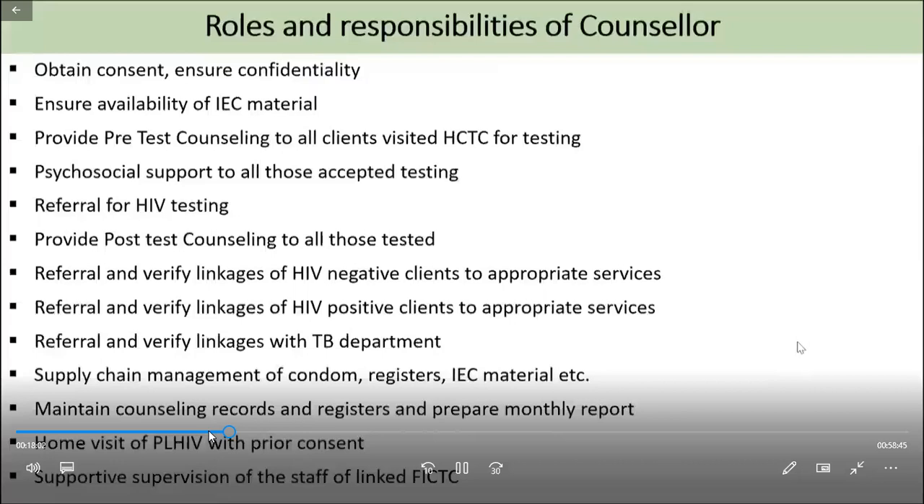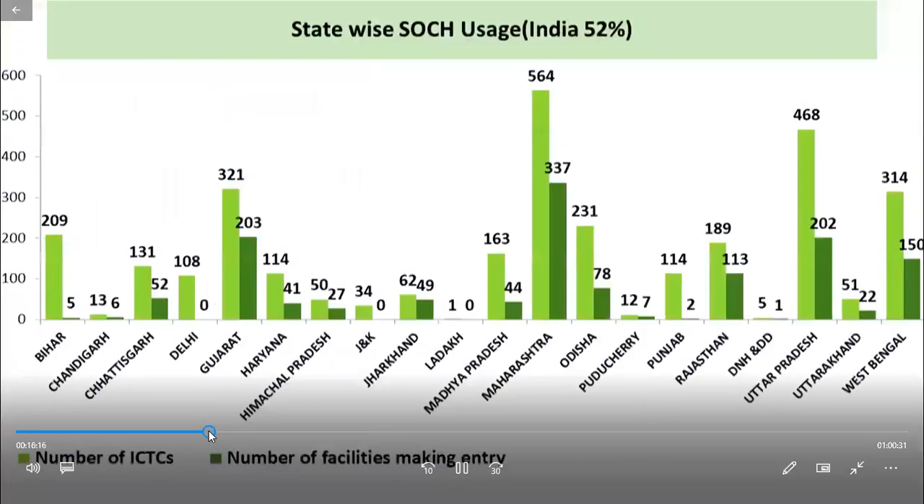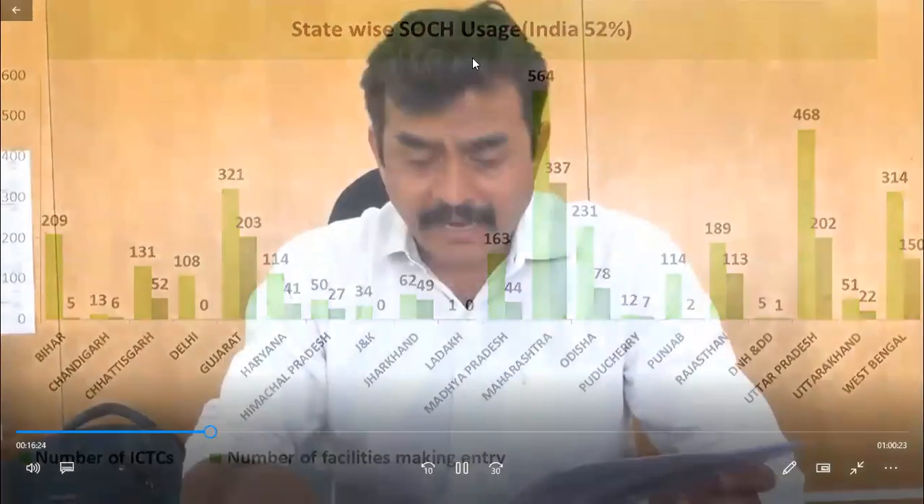So if we look at the data, there are states where Soch usage is quite good. So these states are doing good, and we expect that other states will start using Soch. So thank you.